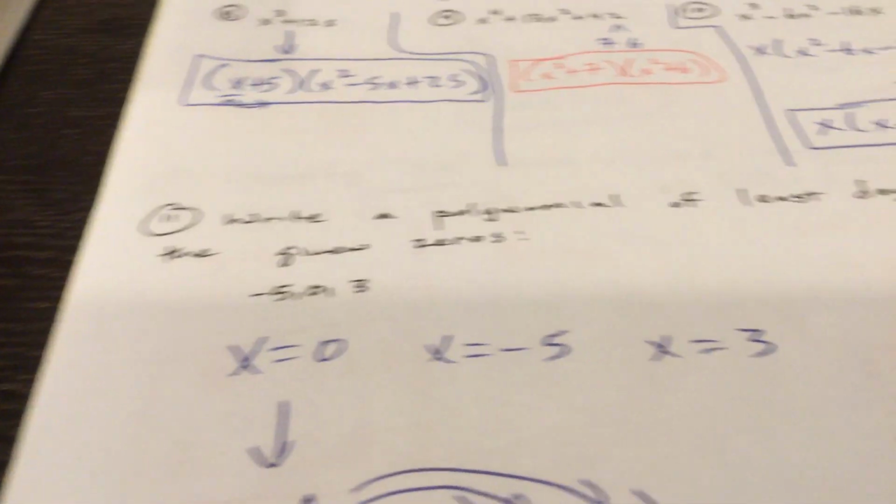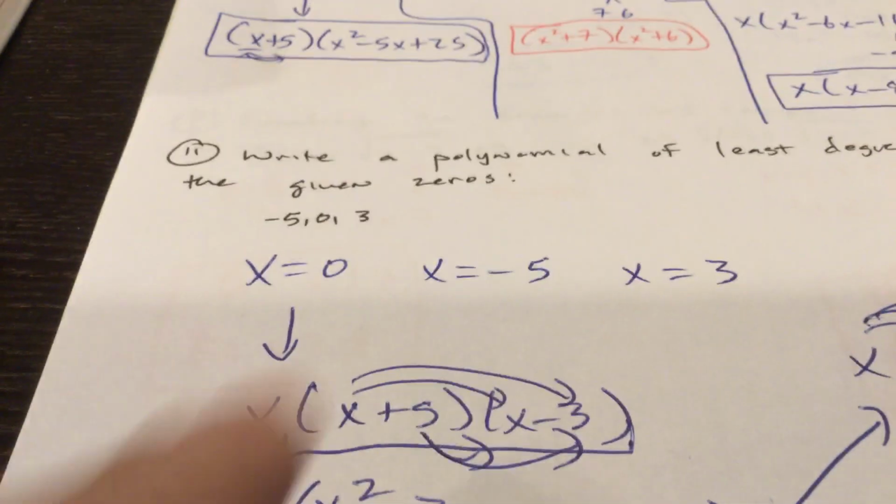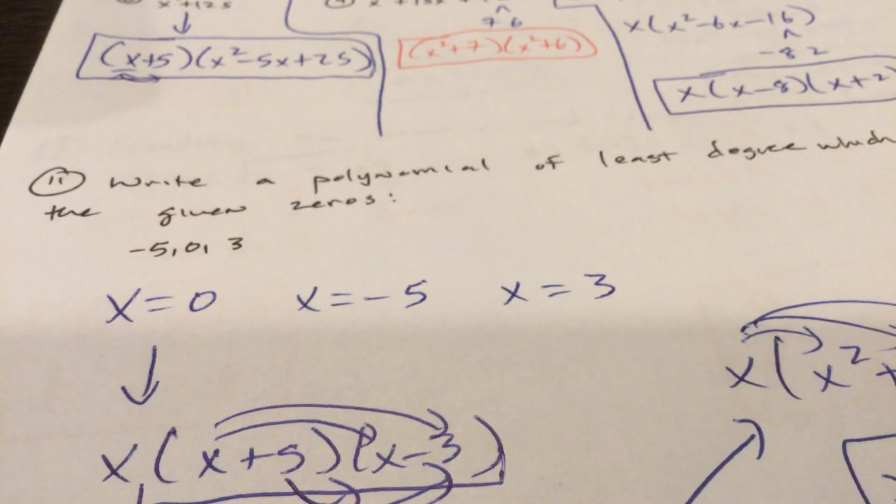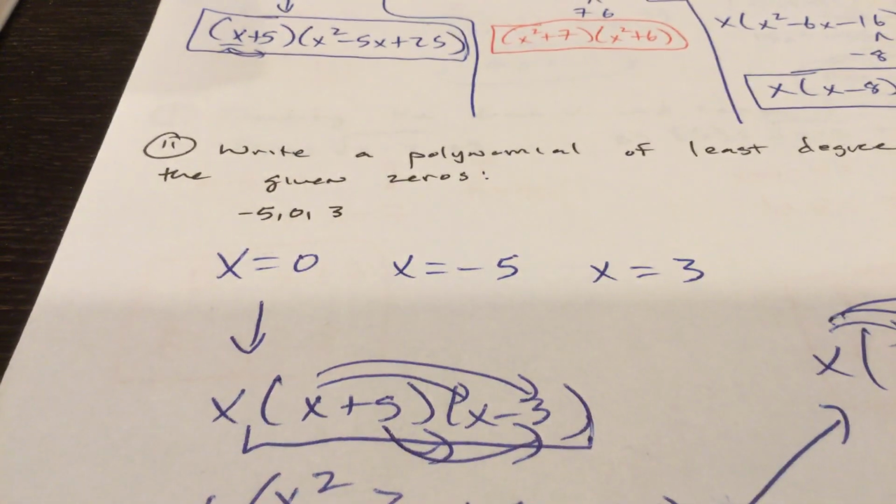So x equals 0, x equals negative 5, and x equals 3. That means x plus 5 would be in a parenthesis, x minus 3 would be in a parenthesis, and x minus 0, or just x, would be all by itself.